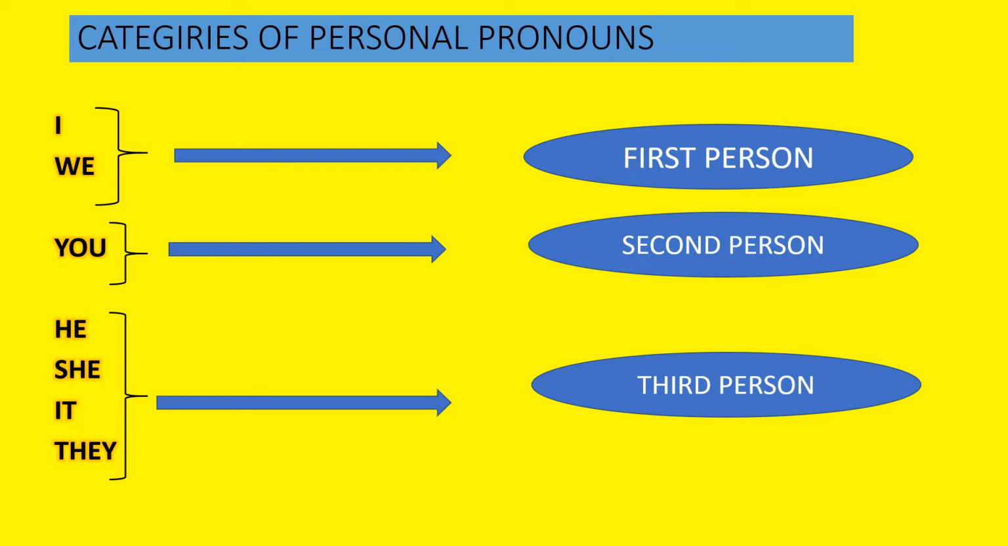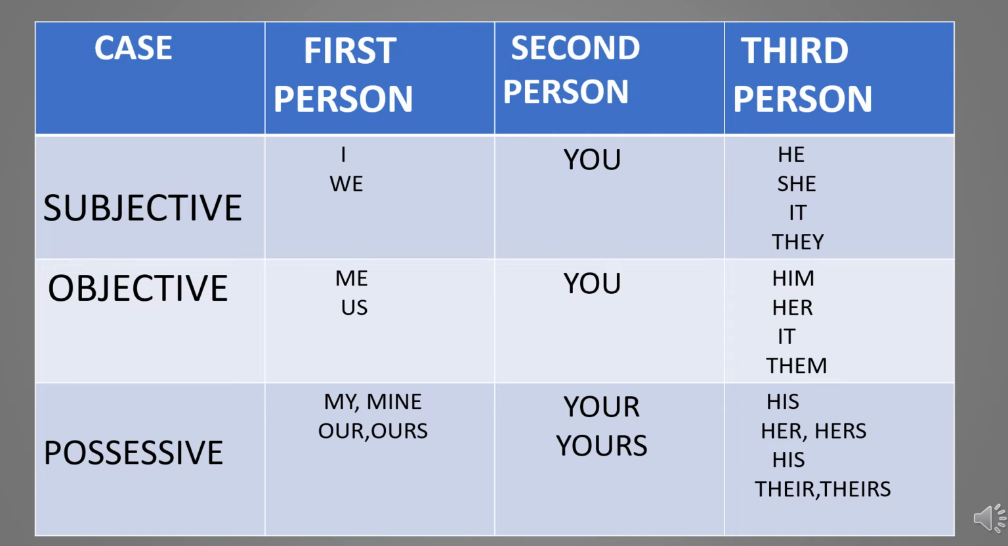What about the object pronouns? The same categories, which are first person, second person and third person, are applied to the object pronouns also. The difference is the object pronouns are used in the objective case, the subject pronouns are used in the subjective case or subject place. Study this table, friends. This table shows various personal pronouns in three cases: subjective case, objective case and possessive case, which have three categories: first person, second person and third person. Study the table very carefully.